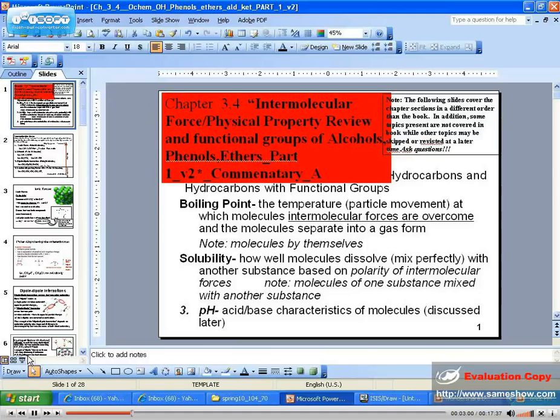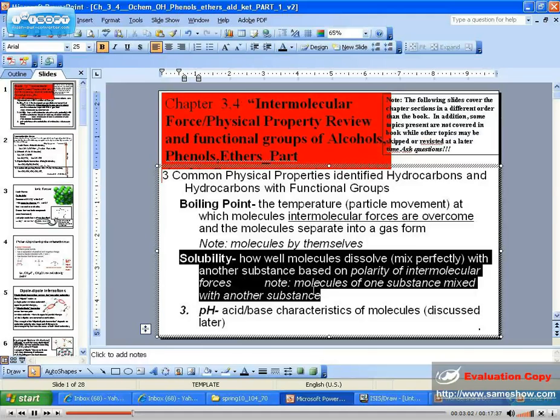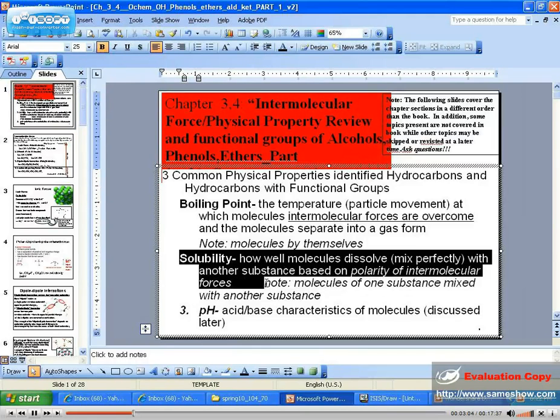The next one is solubility. Solubility is how well molecules dissolve or mix perfectly with another substance. Again, it's tied into intermolecular forces, and whether they're overall polar or nonpolar. The overall polar or nonpolar character we refer to as the polarity.